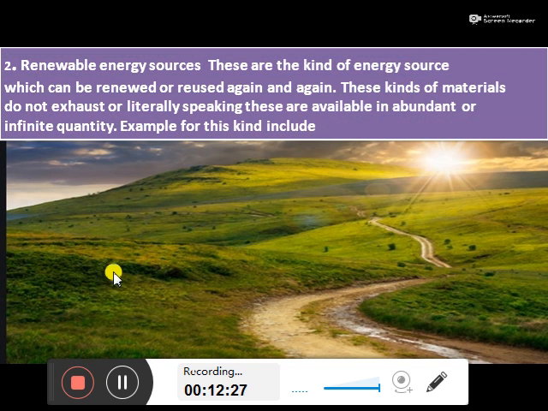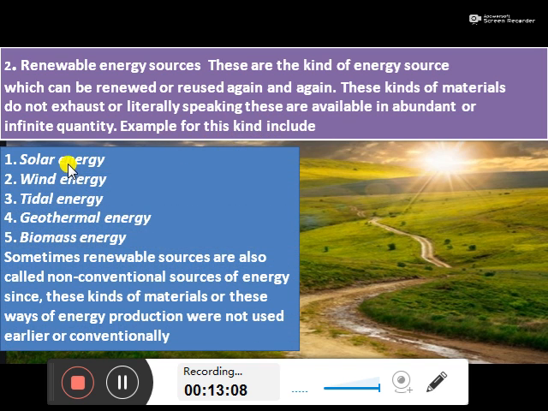Okay, my dear students, next, renewable energy sources. Renewable means it can be reused after use. These are energy sources which can be renewed or reused again and again. They do not exhaust, or literally speaking, they are available in abundant or infinite quantity. It is always available. An example of this kind is solar energy.